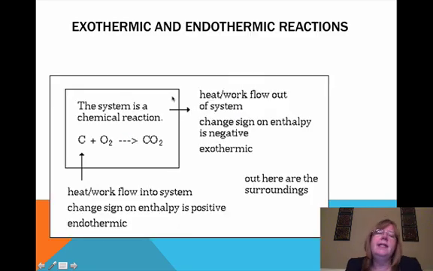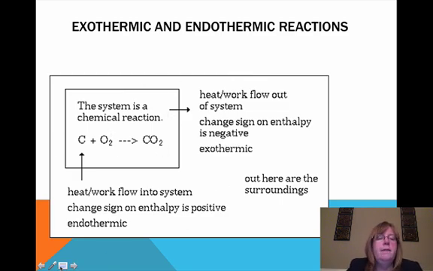Okay, so this diagram really helps me understand this. So here's our chemical reaction. So that is our system. This is the surroundings, everything outside of that little box. And then both the system and the surroundings would be called the universe.